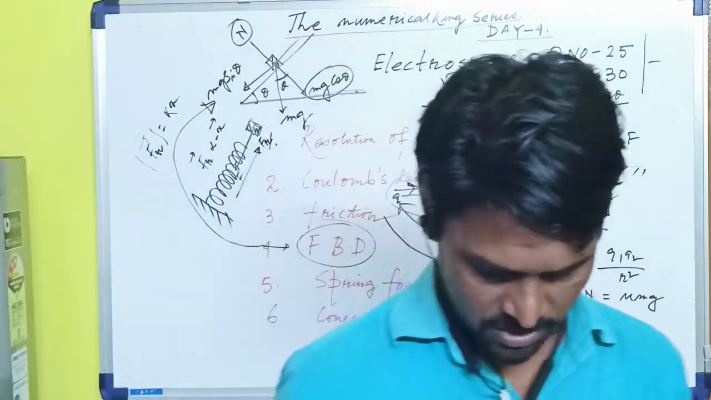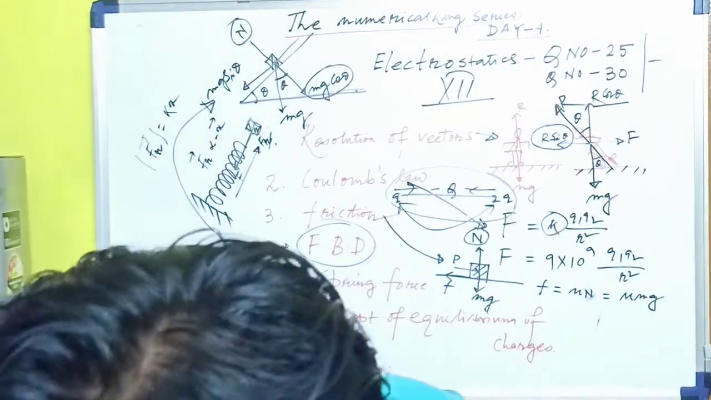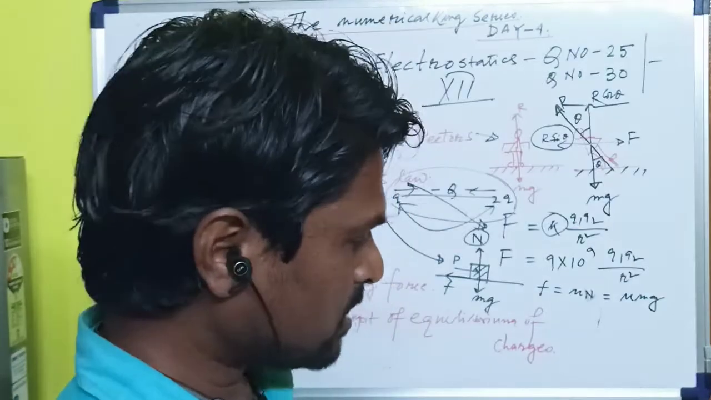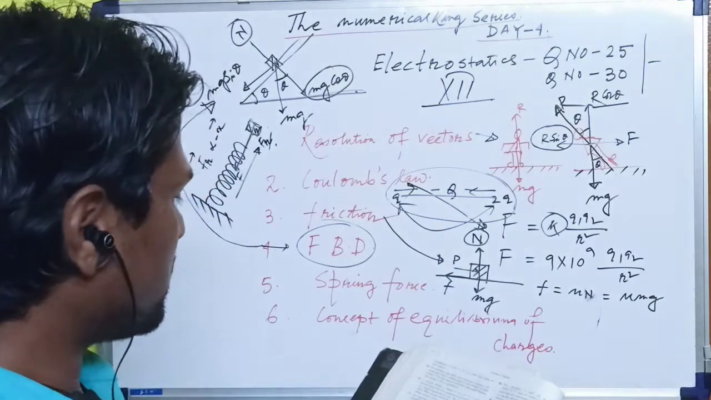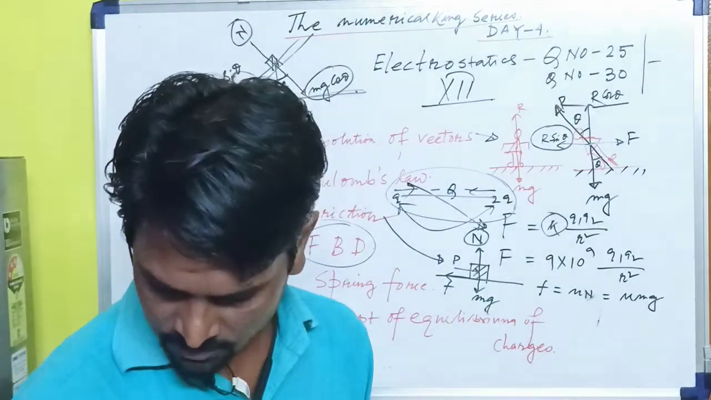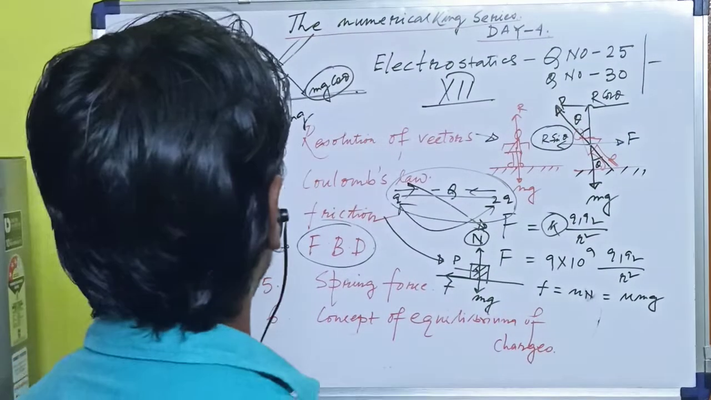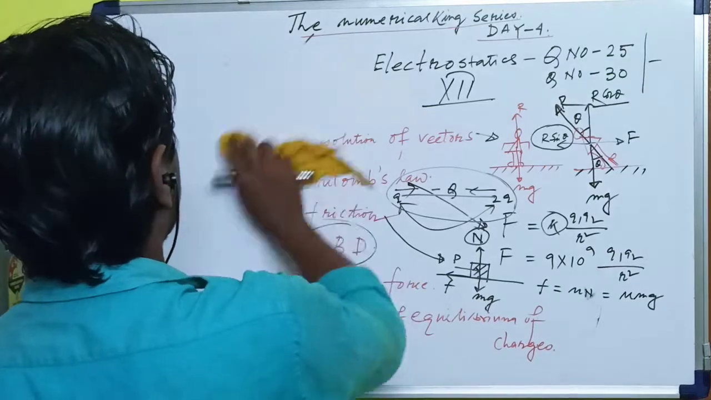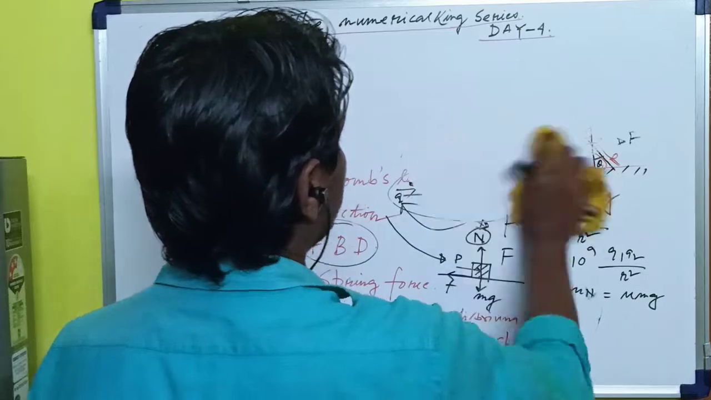Then let's start with the numericals. Let's start with numerical 25. Question number 25.